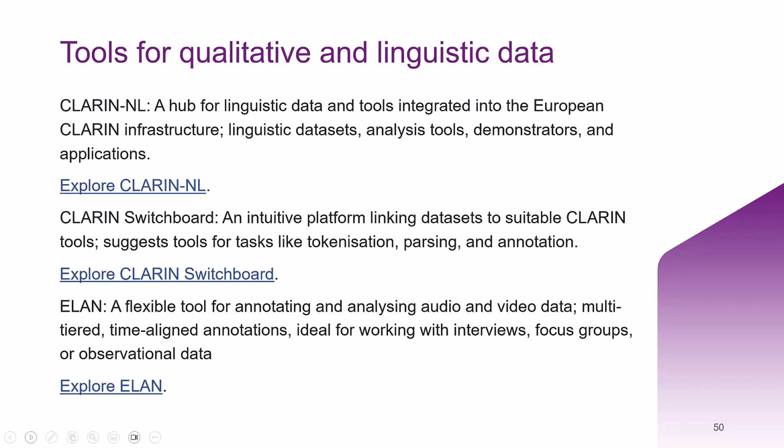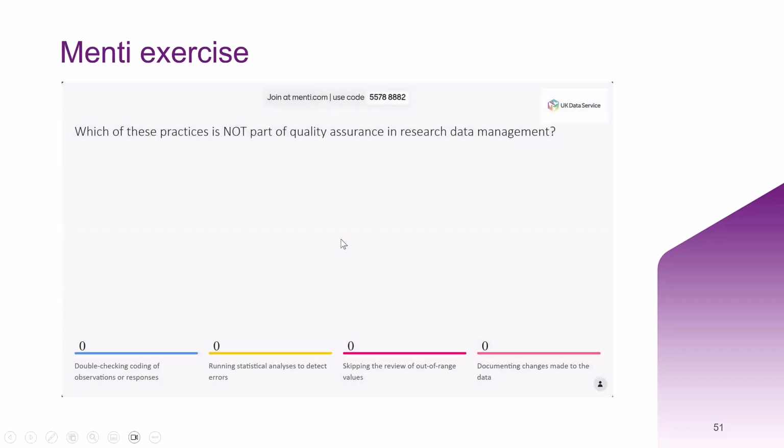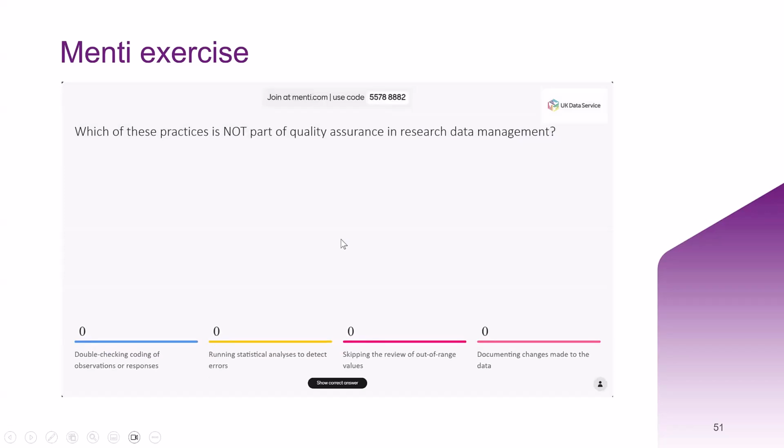And also we have ELAN, which is a flexible tool for annotating and analyzing audio and visual data. It is multi-tiered. It is time-aligned and offers time-aligned annotations as well. And it's ideal for interviews, for focus groups data, but also for observational data. And all of them are linked. So you can explore all of those and see which one is of use to your own specific purposes.